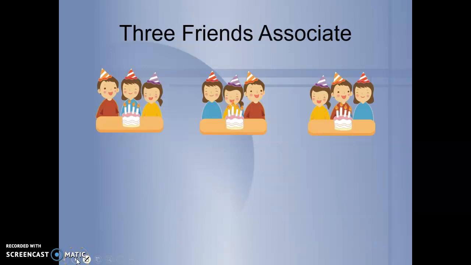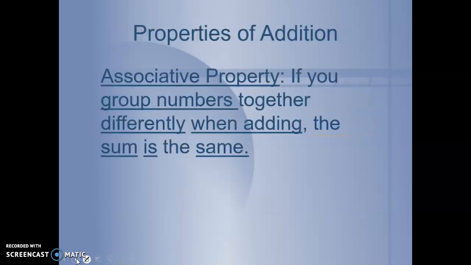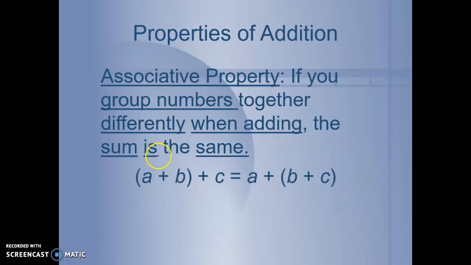The next property, this picture might help you. 3 friends associate, or get together, and that might help us think of the associative property. If we group numbers together differently when adding, the sum is still the same. So (A plus B) plus C is the same as A plus (B plus C). We put numbers with it: (2 plus 3) plus 1 is the same as 2 plus (3 plus 1). No matter how we group those numbers, associate those numbers, the sum is the same.